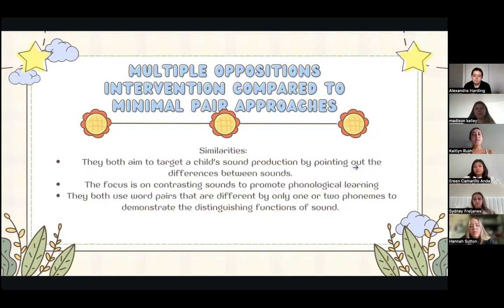And then for similarities, they both aim to target a child's sound production by pointing out the differences between sounds. The focus is on contrasting sounds to promote phonological learning, and they both use word pairs that are different by only one or two phonemes to demonstrate the distinguishing functions of a sound.